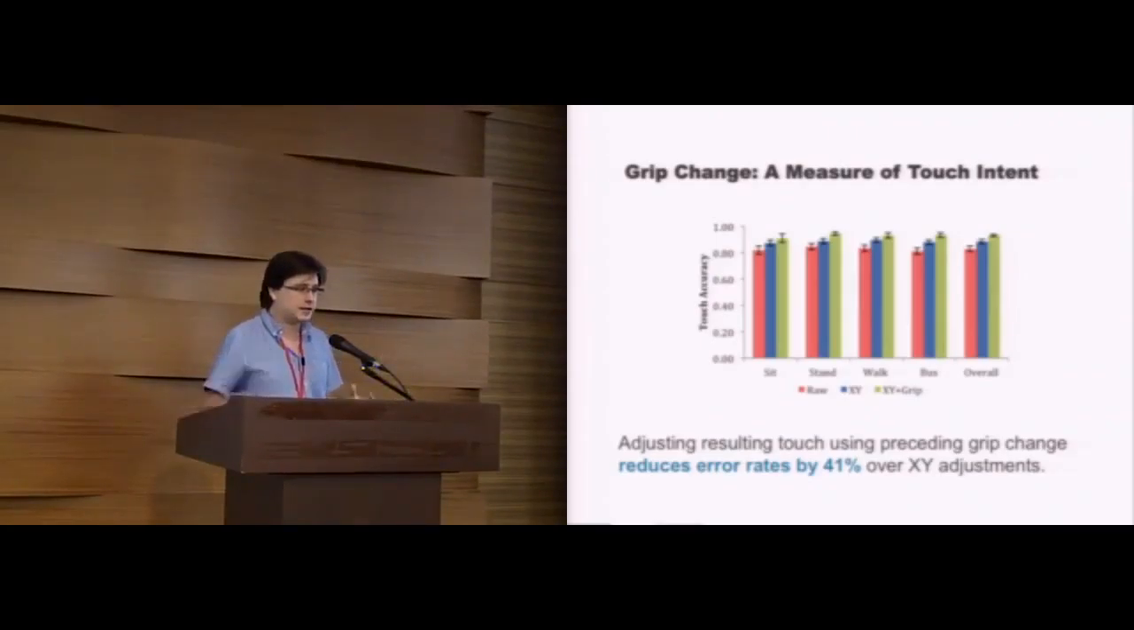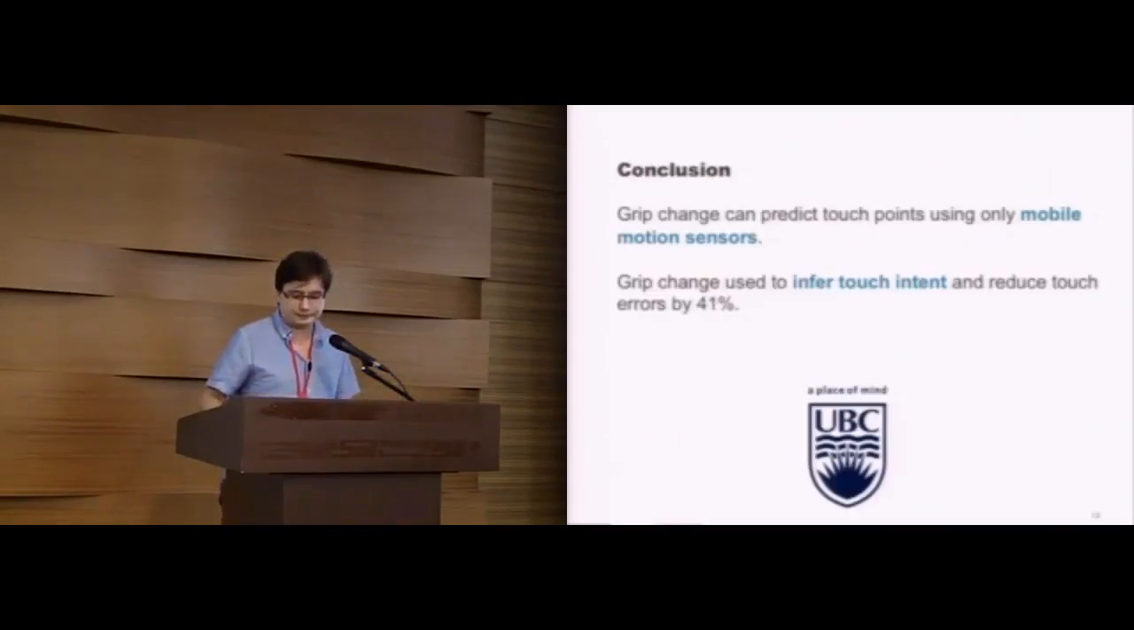And in fact, we get this for free. All we have to do is just record the accelerometer and gyroscope values and run them through our model. And so you get this improvement for basically nothing.